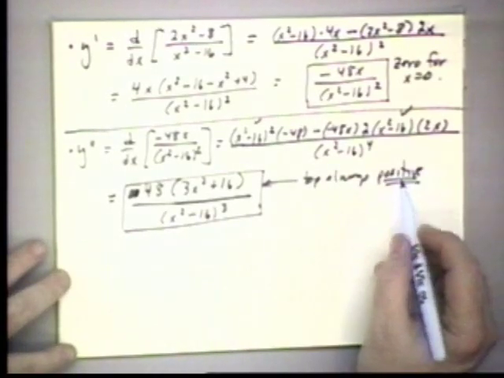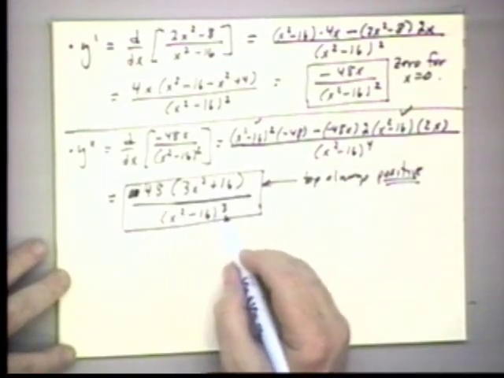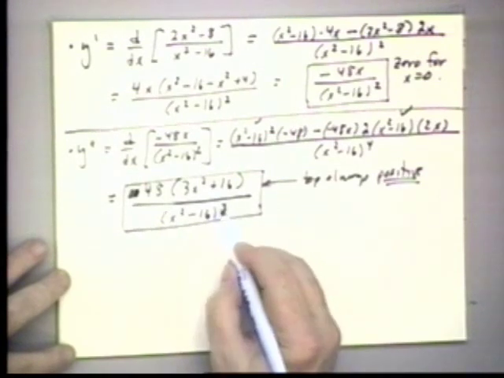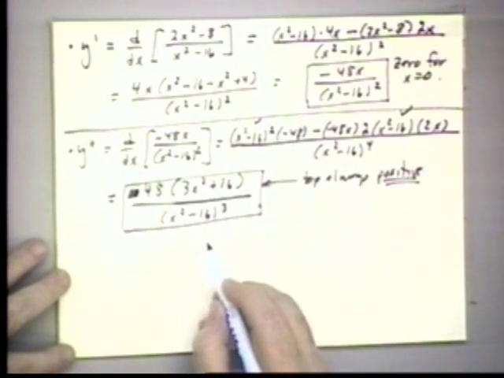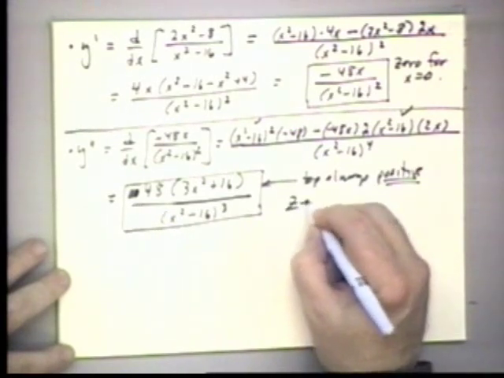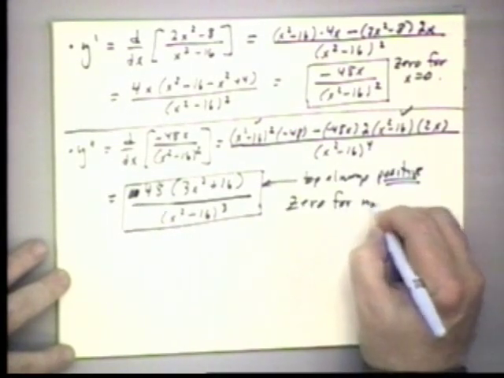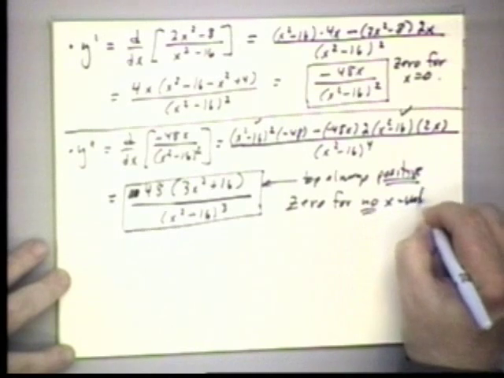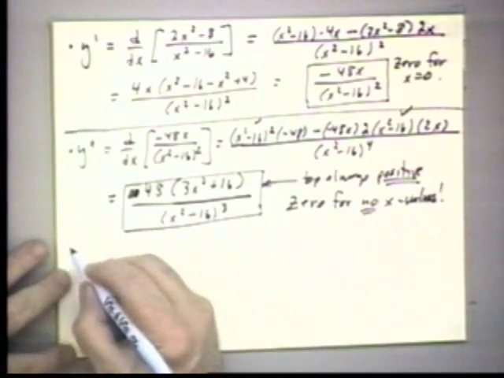The top is always positive, and the bottom, of course, will depend on what number you choose, because it's a cube here, and the cube will preserve negative signs. So this is always positive, so it is 0 for no x values. That's interesting.